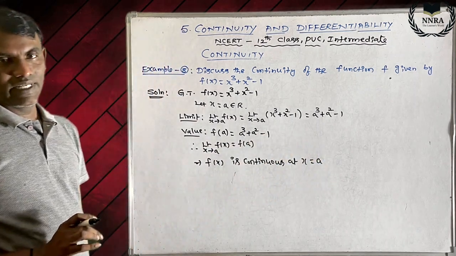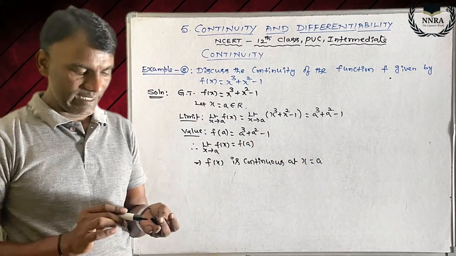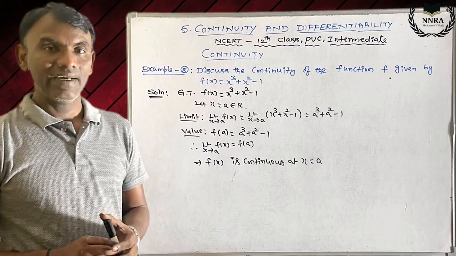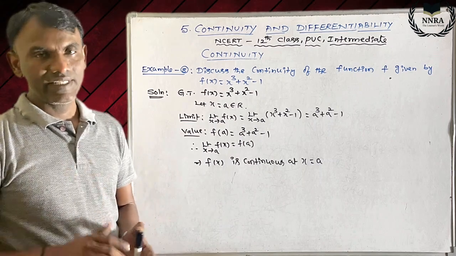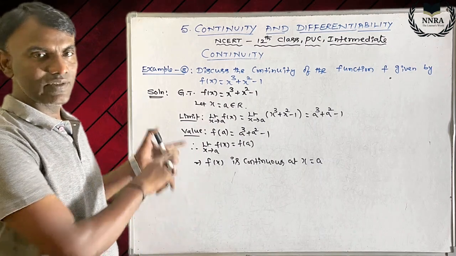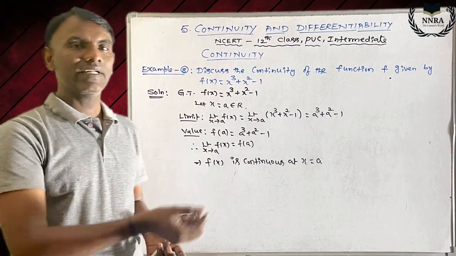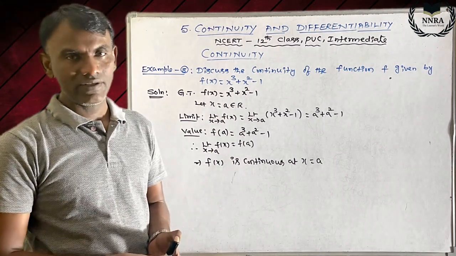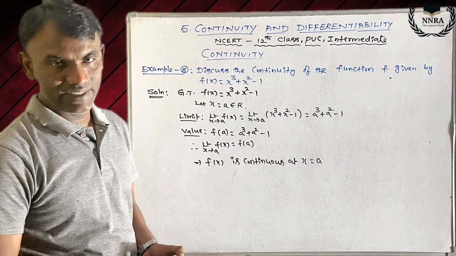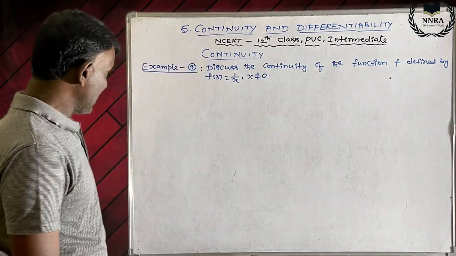Not only point a, you can take any point, either c or b or d, any point you can consider. But at that point only we should find both the limit and the value. If both are equal, then we say it is a continuous function, otherwise not continuous. Not continuous is nothing but discontinuous. Clear? Now this is the 9th example.